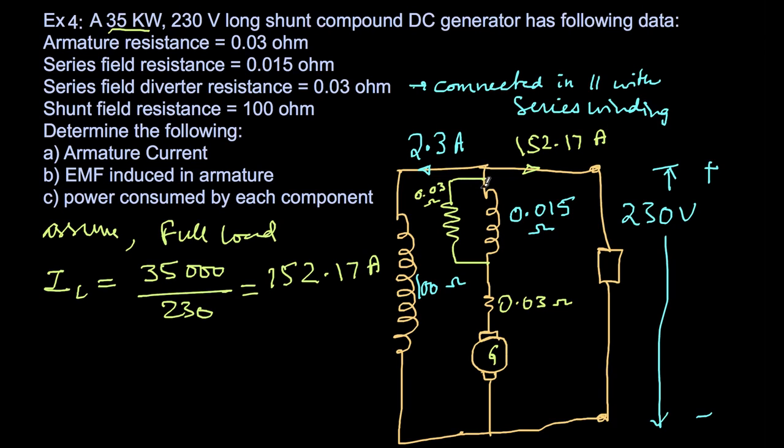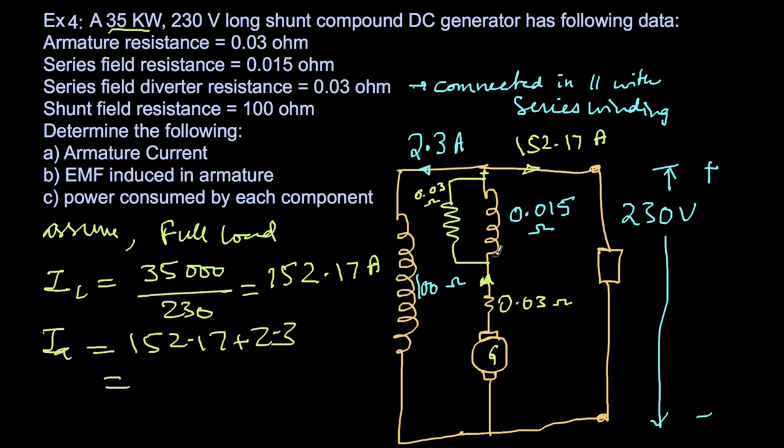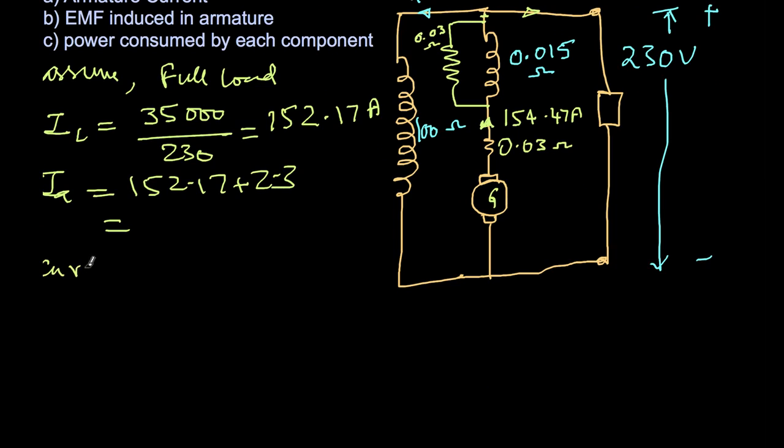Therefore, the current that will be flowing in the armature, which is here and here, I can just add these two. So armature current will be 152.17 plus 2.3, which is 154.47 amperes. So armature current I have calculated. Now, how does this current split between these two? What is the current in the series field winding and what is the current in the shunt field winding? Just the simple current division rule.